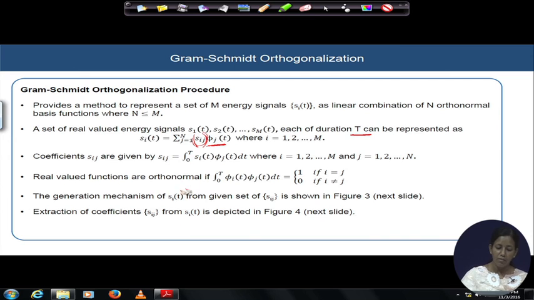So, we are now interested to see how s_i(t) can be constructed given a set of s_ij, and how s_ij can be constructed given s_i(t). Both of the generation mechanisms are described in the next slide.